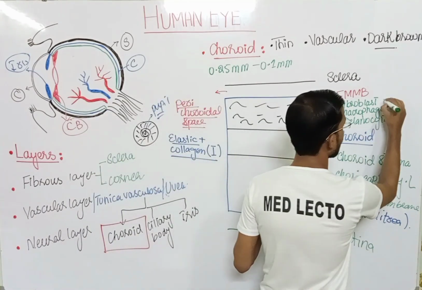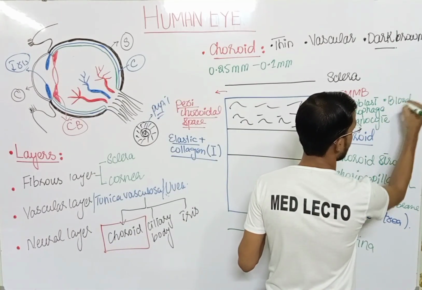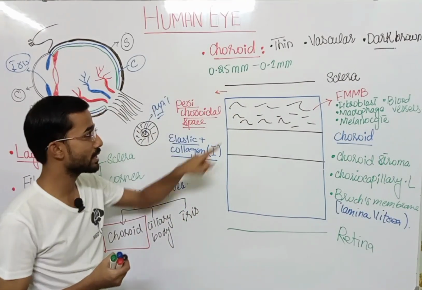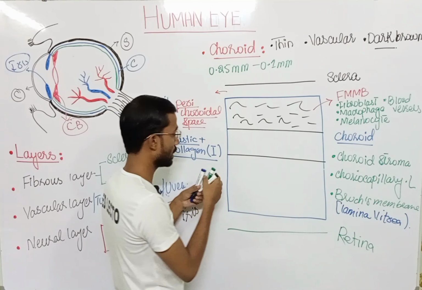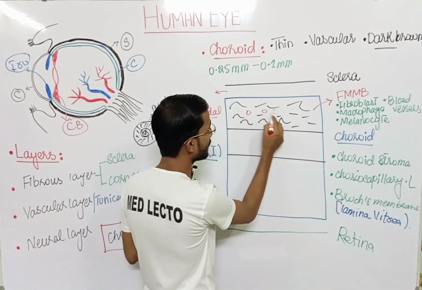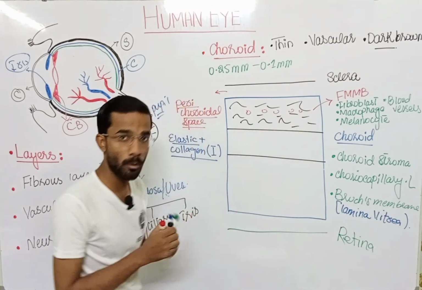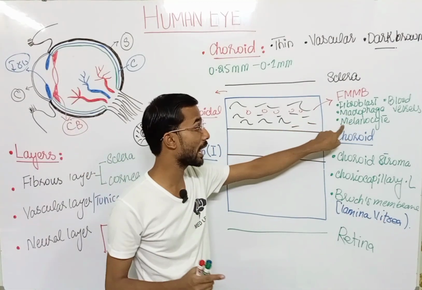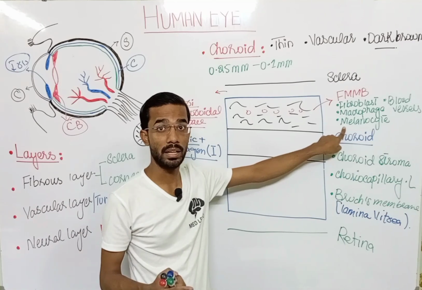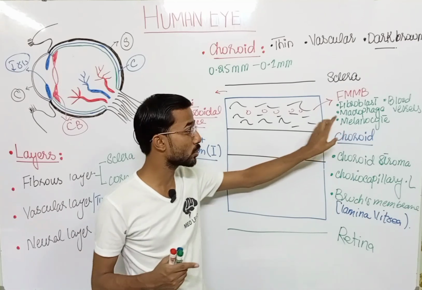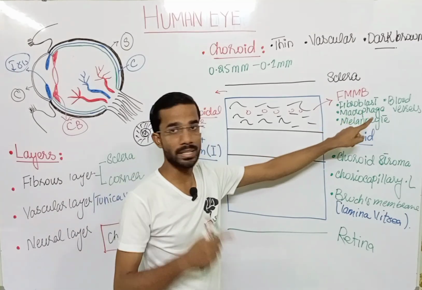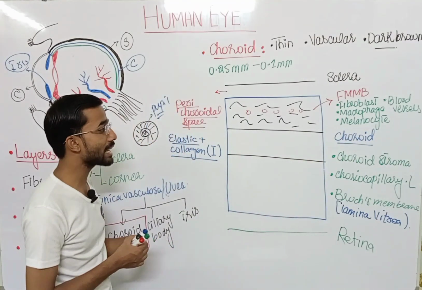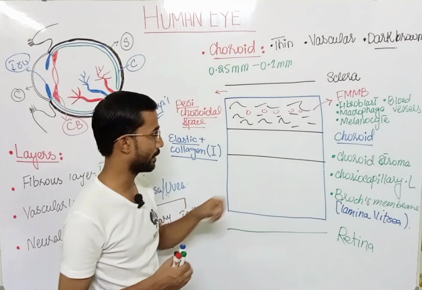You also see blood vessels in this layer, veins and arteries, present in the spaces between these fibers. Fibroblast, macrophage, melanocytes. As we know, melanocytes produce the pigment melanin, and that gives the brown color to the choroid layer. And then the blood vessels, arteries and veins. Okay. Next layer is the choroid capillary.